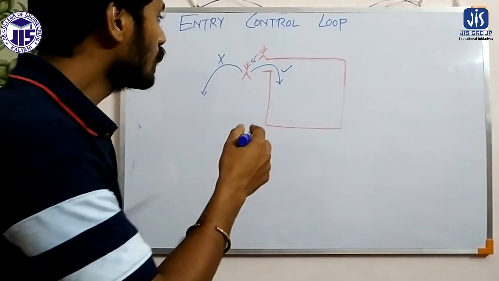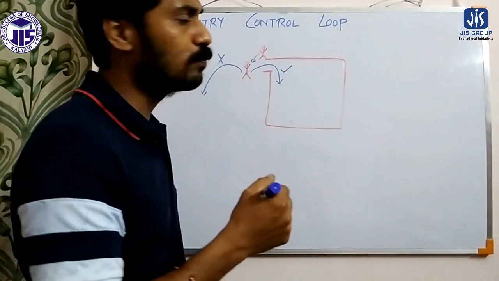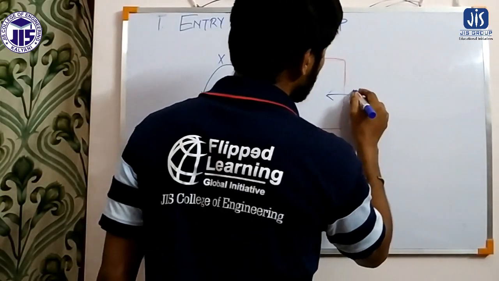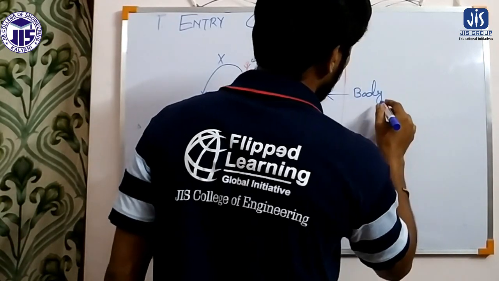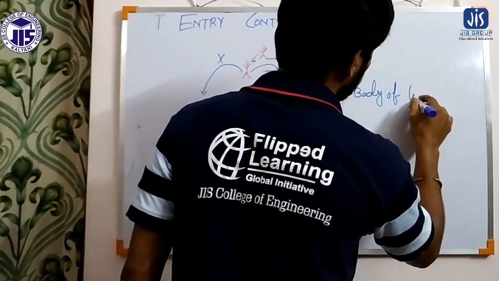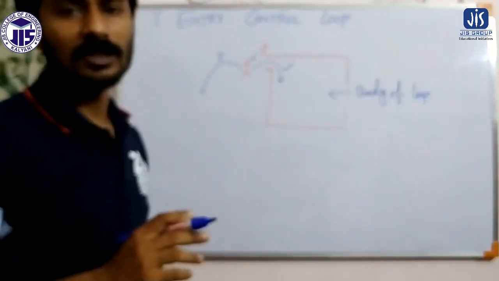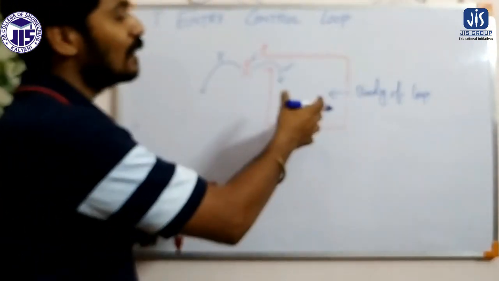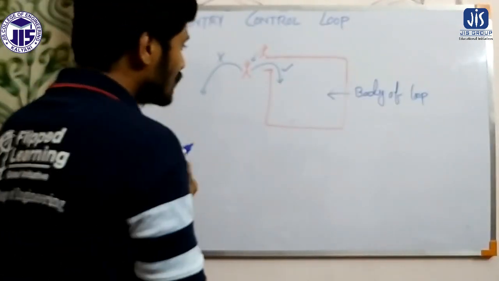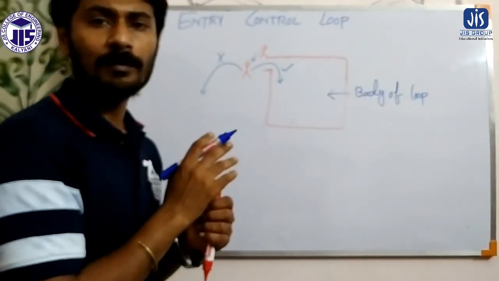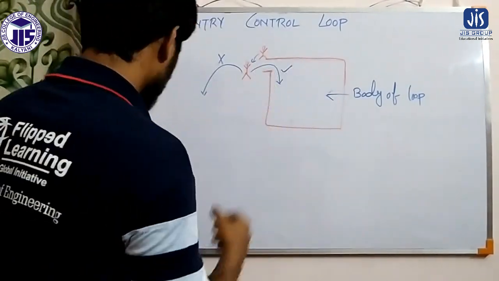Now in the same way, if I consider this classroom as the body of the loop, and here we are applying the condition, that means to enter into the body of the loop, we have to satisfy the condition. If we can't satisfy it, the body of the loop cannot be executed. That is the process. Now I will show the flow chart of entry control loop.